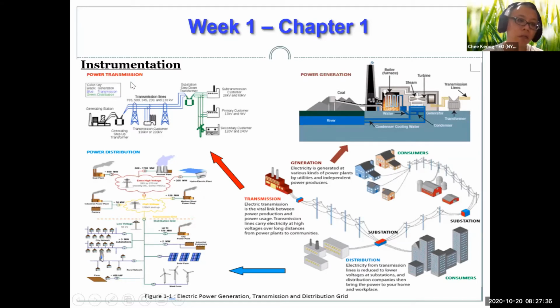But because it gives quite a broad introduction on EE stuff, like for example, power transmission and power generation and power distribution. So we need to go through certain thing about it. But by and large, it's trying to say that in all this power transmission, power distribution and power generation, there's a lot of instrumentation involved, right?